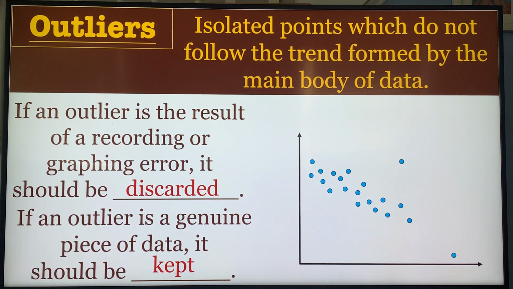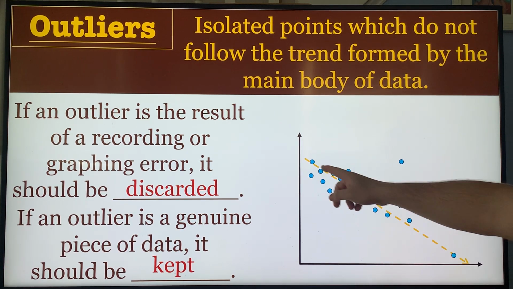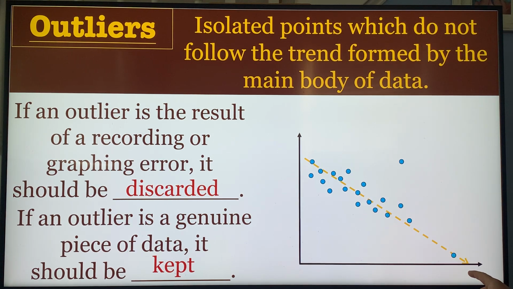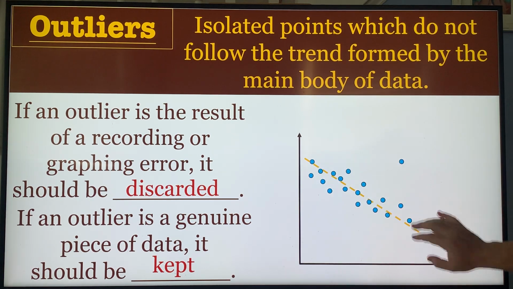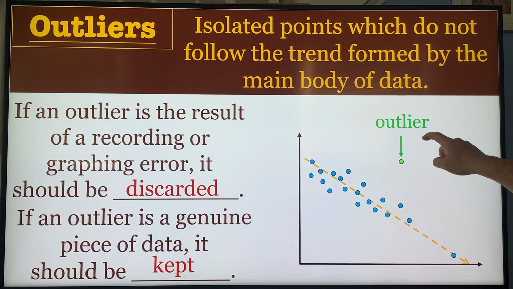So look at this one. I want you to circle any outliers you see. Go. All right, how many did you get? Only one. Here's the linear trend. Now notice, this point is really far away. The rest are all grouped together. This one is indeed an outlier.